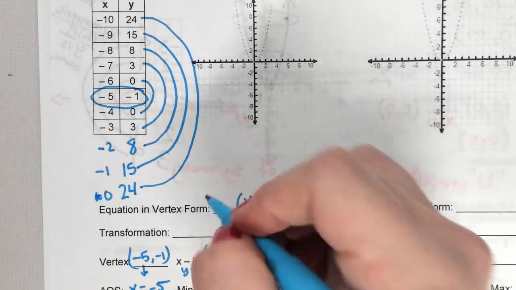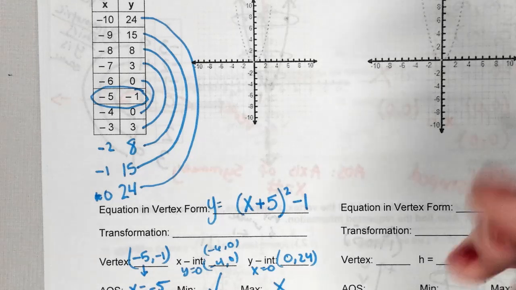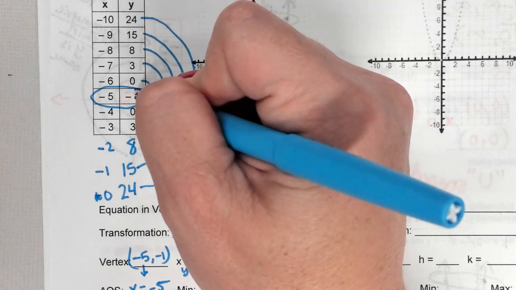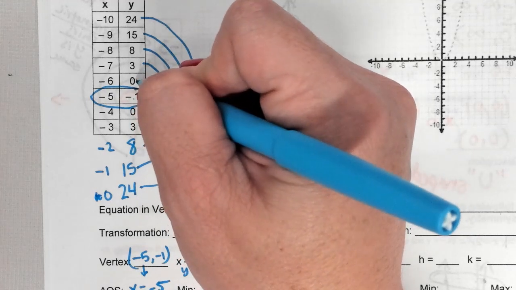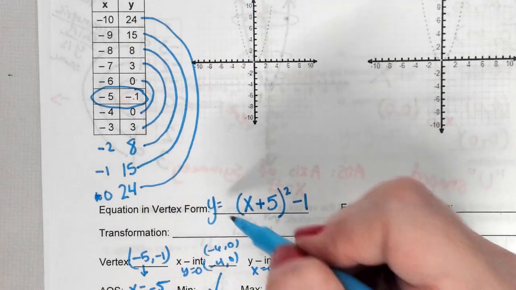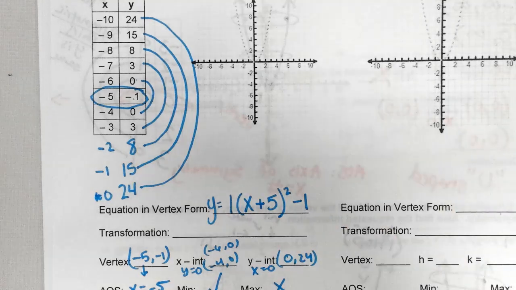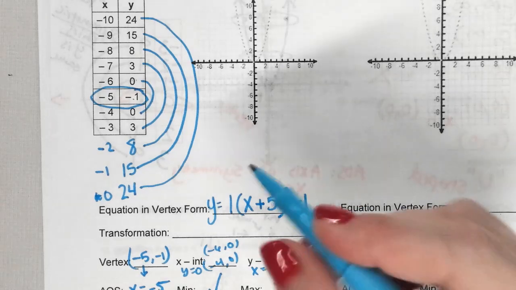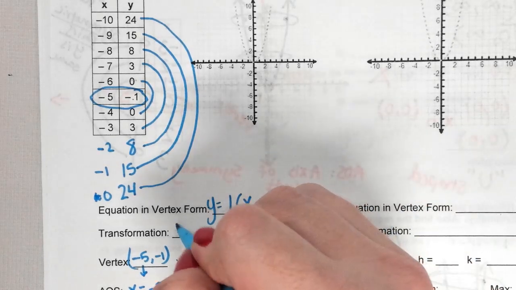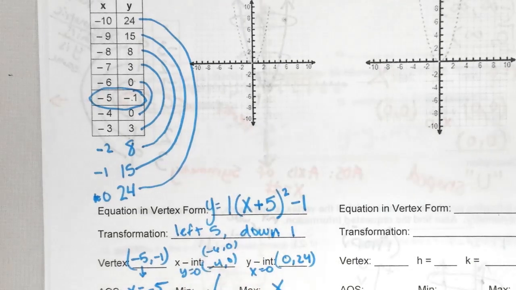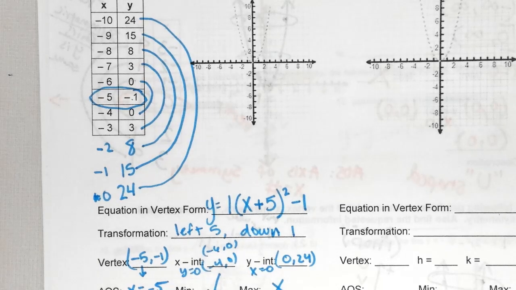Now, the last question is what my a value is. I know it has a minimum, so it's not reflected. There's no negative. But did it grow? What did it grow by from the vertex to the next point? -1 to 0 is how much? Just 1. So can I put a 1? Could I have also put nothing? Yes. Do y'all see what I'm saying? That's how you find your vertex form. So we know that all this did was shift left 5, down 1. Any questions with that?